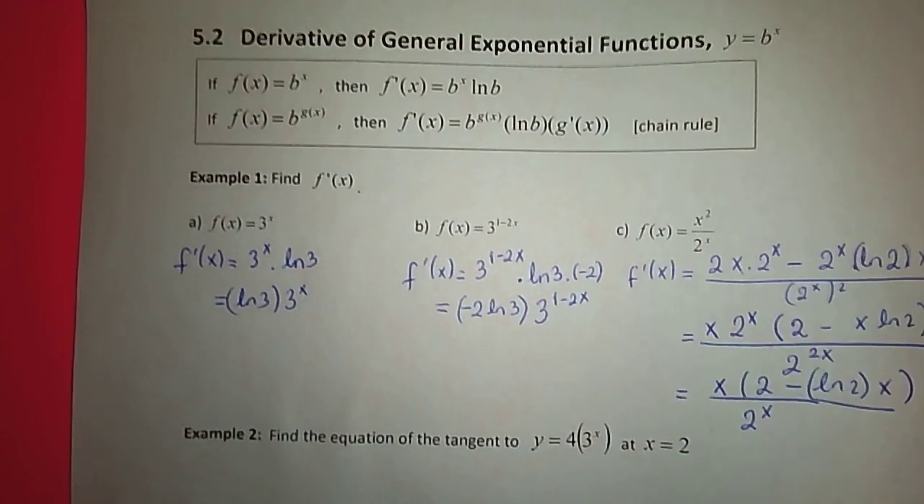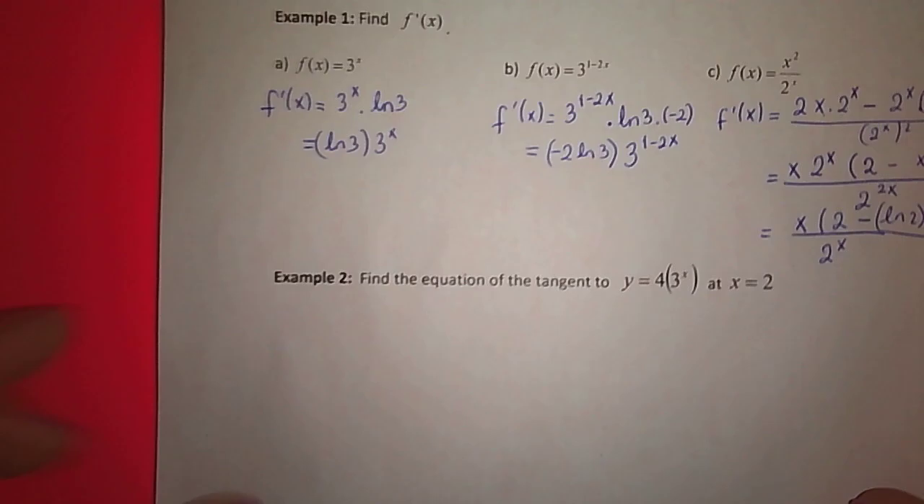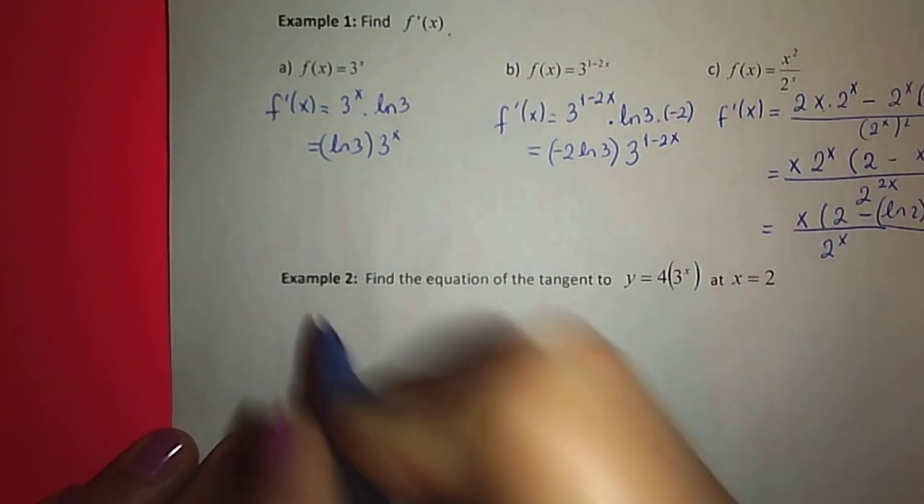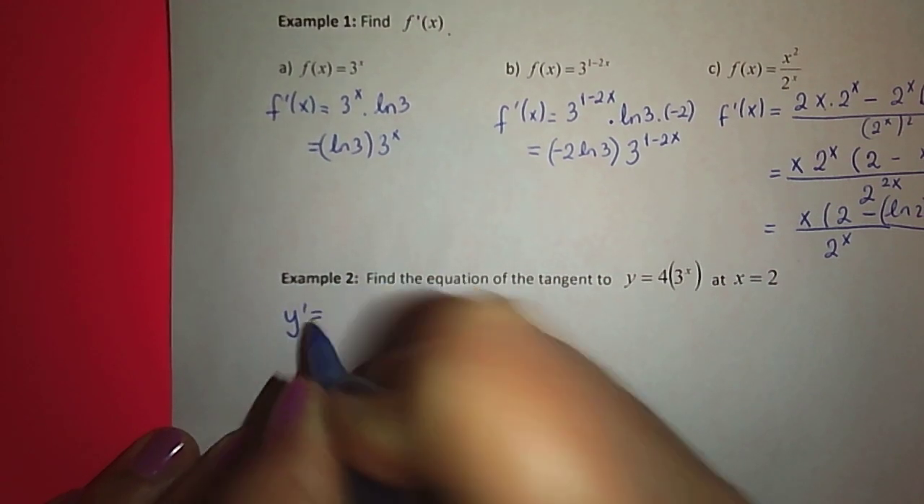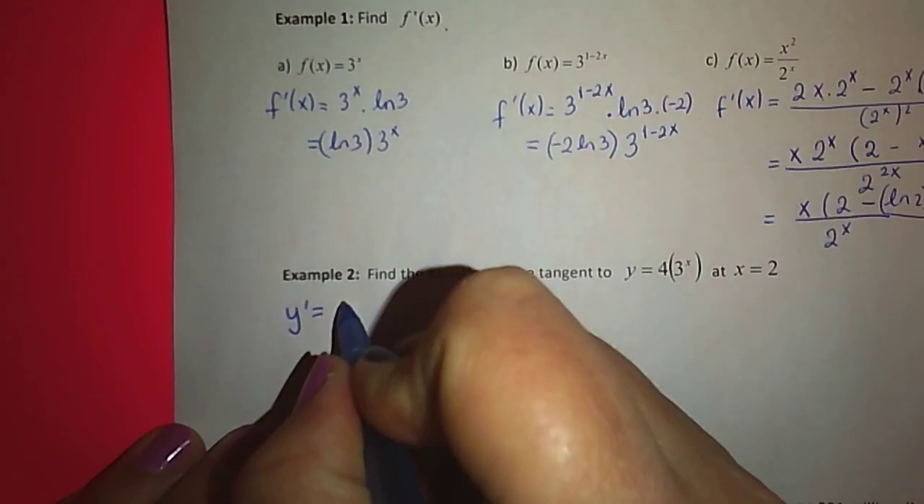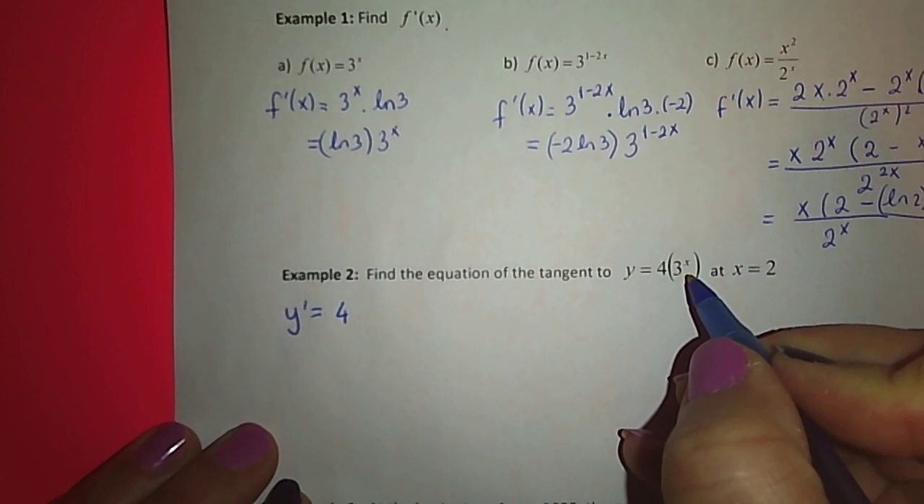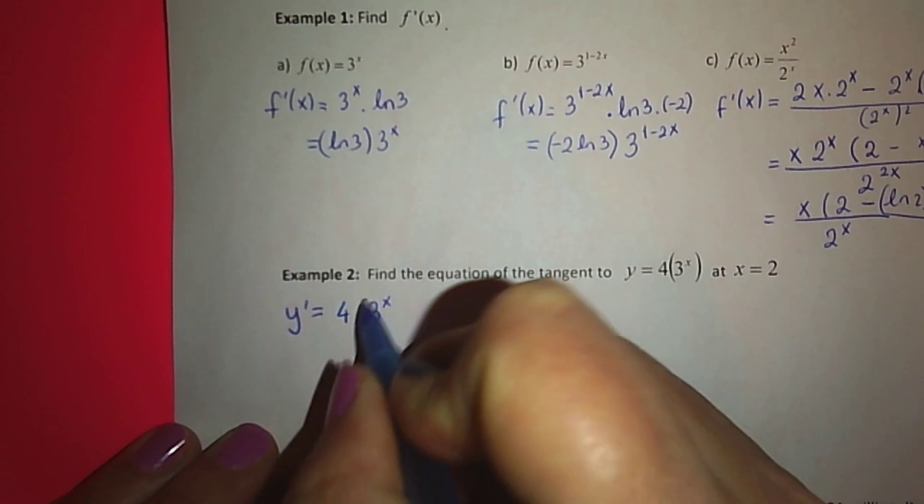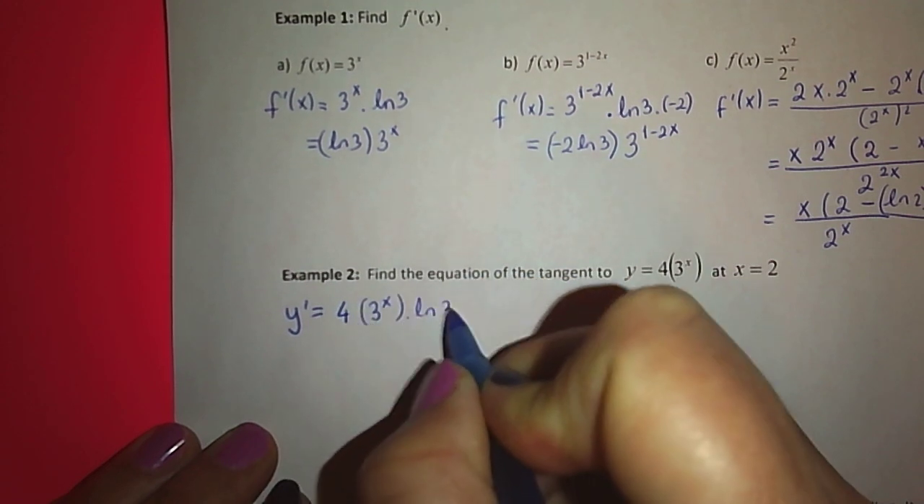Okay, next question. It says find the equation of the tangent to y equals 4 times 3 to the power of x at x equals 2. To write the equation of the tangent, first we need to get the slope of the tangent. To get the slope of the tangent, we need to take the derivative of this function. So y prime, 4 is a coefficient, so I keep it. Now I need to take the derivative of 3 to the power of x. So this gives us 3 to the power of x times ln 3.